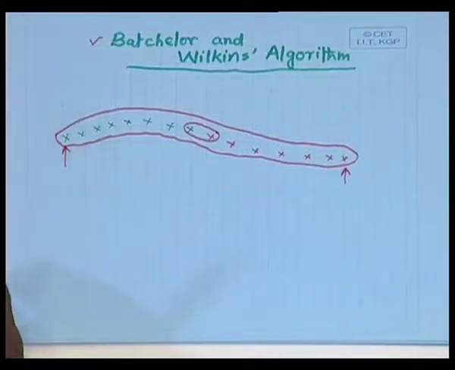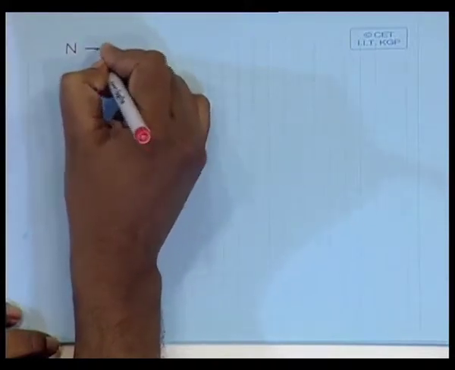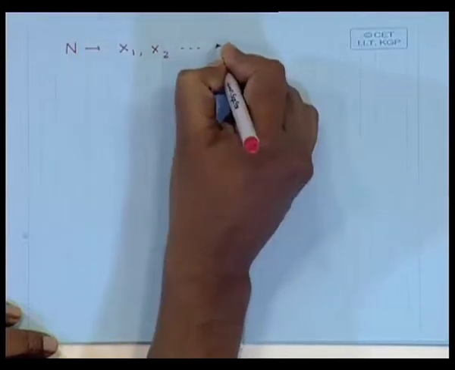So, in the case of the Batchelor and Wilkins algorithm, it is also a sequential process. What you do is you take the first feature vector and assume it to be one of the cluster centers. Then try to find out the distances of all other feature vectors from that first feature vector. So, given a set of feature vectors, I have n feature vectors, say x 1, x 2 up to x n.